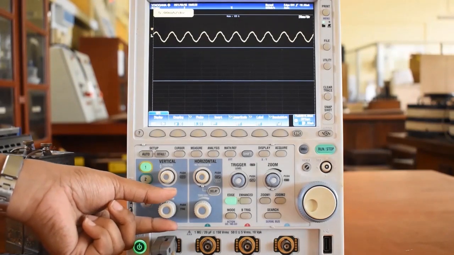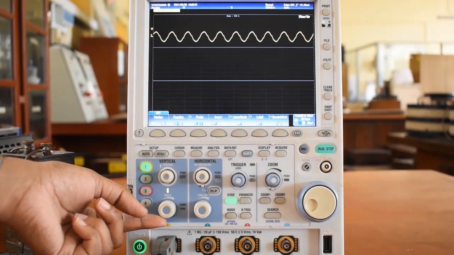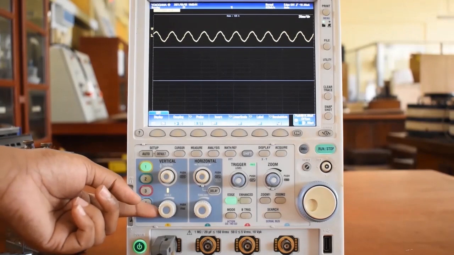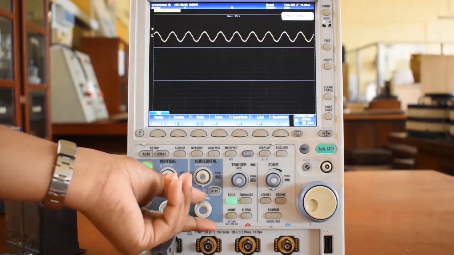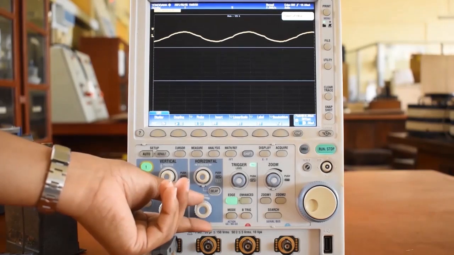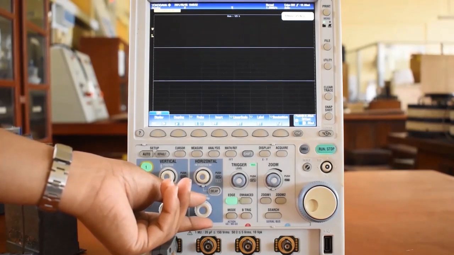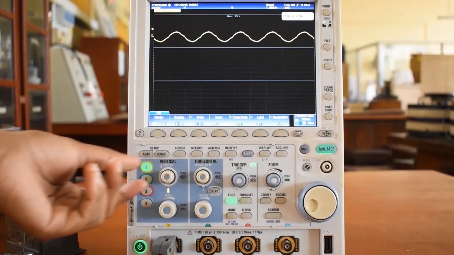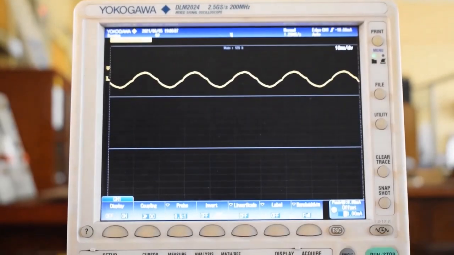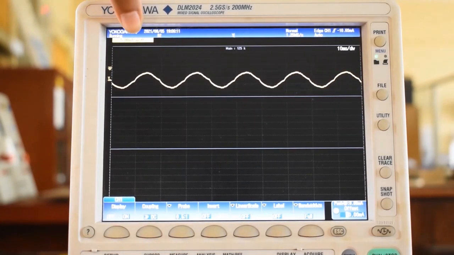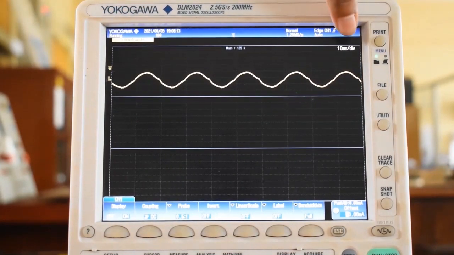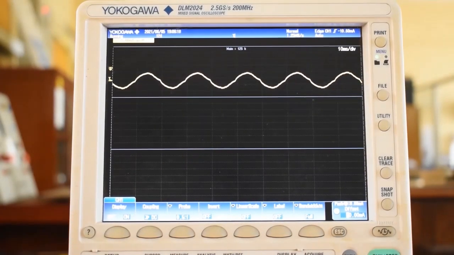Use this knob in the vertical section to adjust current sensitivity, and use this knob in the horizontal section to adjust time sensitivity. Here, observe the current sensitivity and time sensitivity. Sketch the current waveform in part 2 of the observations.